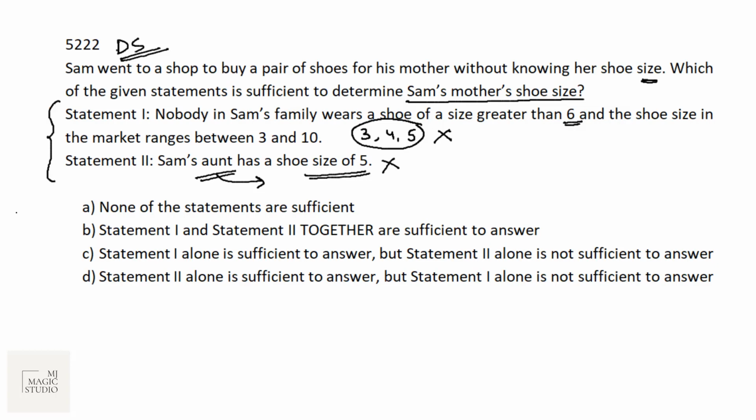Now, if I combine both the statements, even then we don't have any relationship of the aunt's shoe size with his mother's shoe size. Both statements together also are not sufficient to answer the question. None of the statements are sufficient. Go with option A.